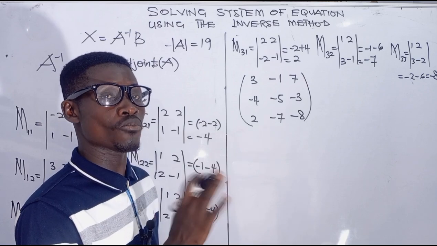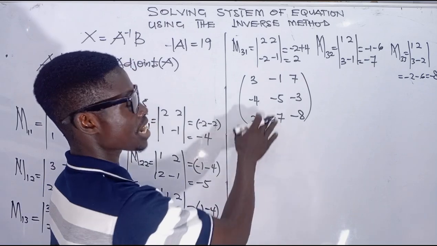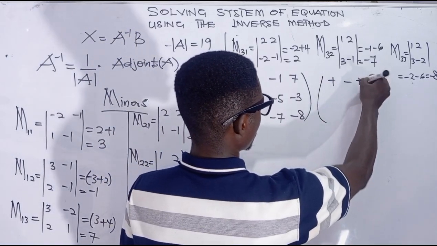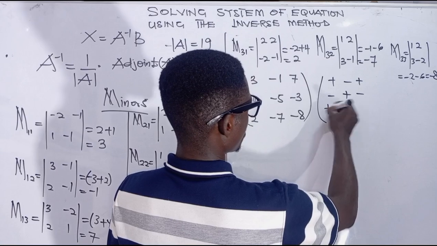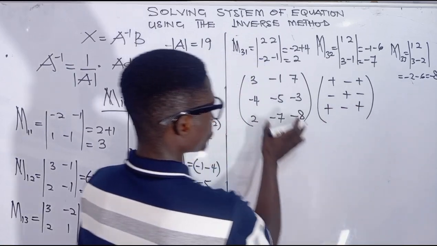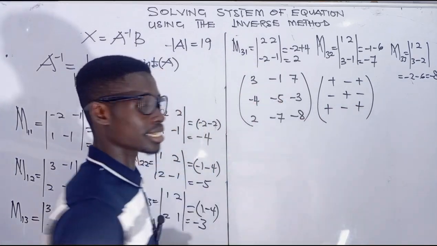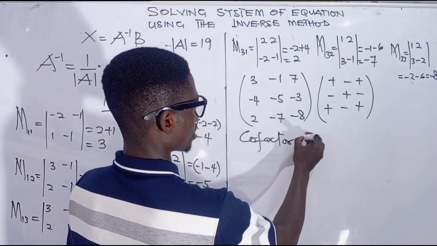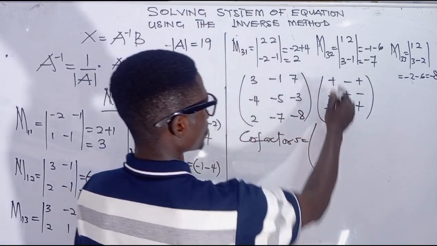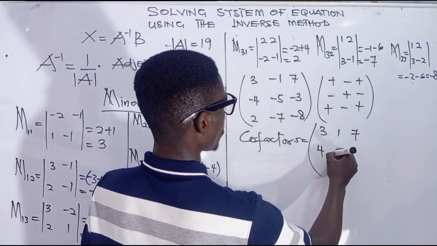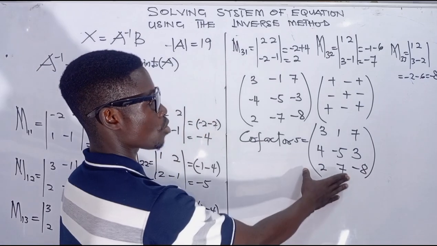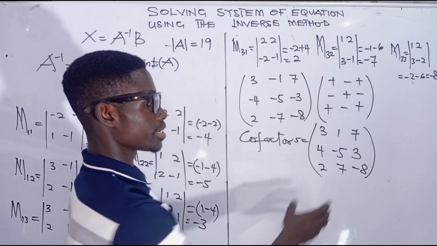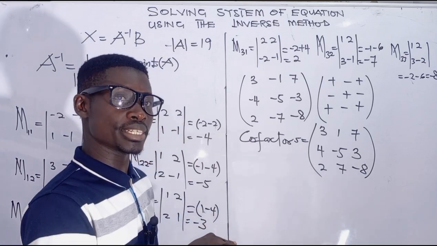To find our cofactors, we just have to multiply the entries by these sign arrays. So we have plus minus plus, minus plus minus, plus minus plus. We are going to multiply each of these entries by the sign arrays, and we are going to have our cofactors. So these are the cofactors.